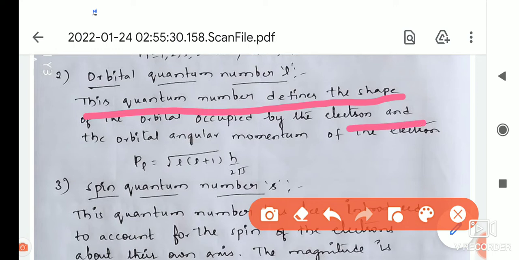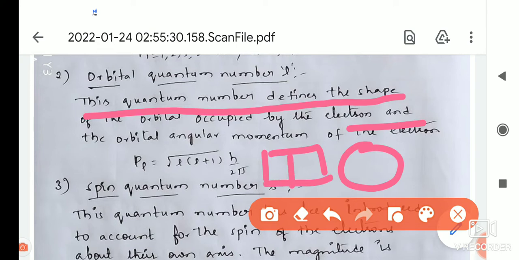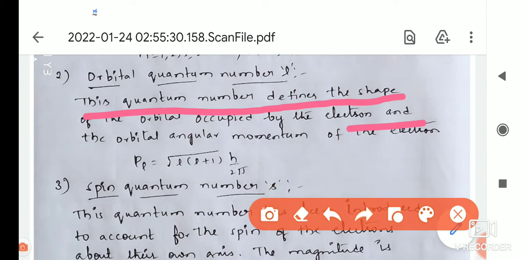Actually there is a difference between orbit and orbital. Orbital is the region where the probability of finding the maximum number of electrons is highest, a particular area called an orbital. Orbit is different and orbital is different. Orbitals are represented like this, as square boxes. The shape of an orbit is a sphere or an ellipse. But the orbital is represented by square boxes here. That is the difference.